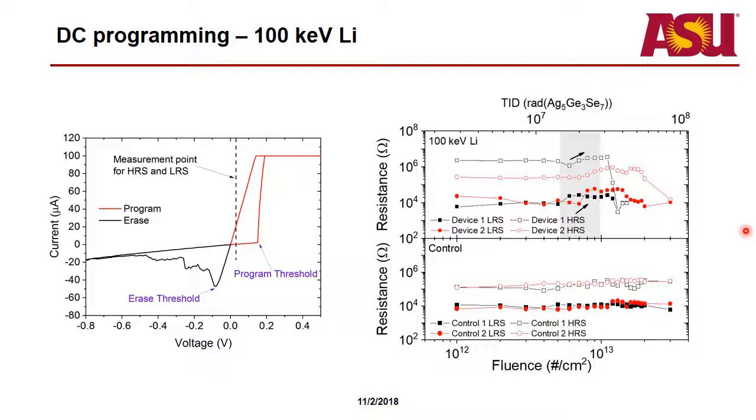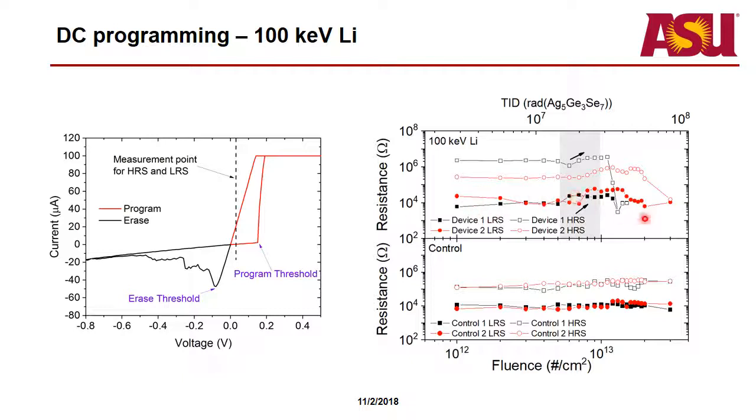From the IV sweeps, this plot on the left gives you an example of an IV sweep of one of the devices. We sample the high resistance state and the low resistance state at the 30 millivolt point, and use that as the resistance values over here on this plot on the right for the low resistance value and the high resistance value during that sweep. The red is one device, and the black icons are another device as well. These are the two devices that were tested.